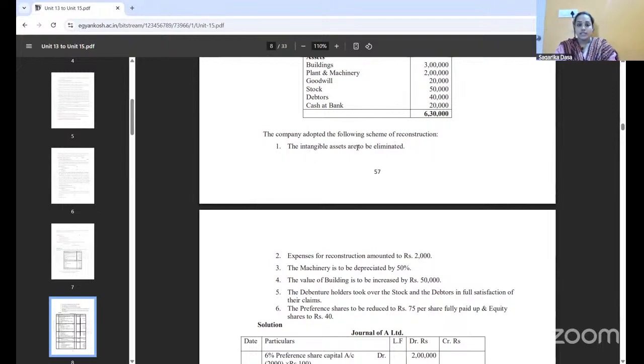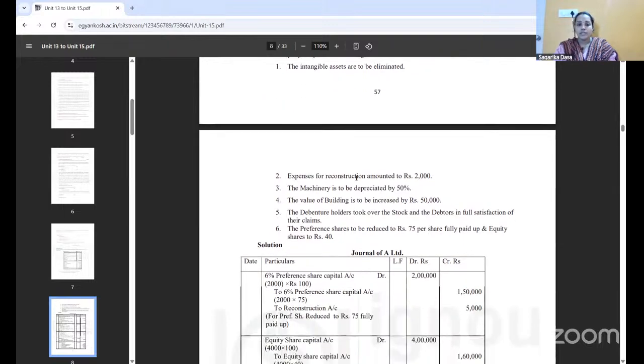First one is the tangible assets are eliminated. Tangible assets ni eliminate చేస్తున్నారు. They are excluding them. Expenses for reconstruction. Reconstruction expenses 2000. Machinery is to be depreciated. Value of buildings is increased. Increased అని అంటే మనకి ఇక్కడ appreciate అయ్యింది అని అర్థం. Then the debenture holders took over the stock and debtors in full satisfaction of their claims. And the preferential shares are reduced to 75 per share fully paid and equity shares to 40 per share. So if you see here, preference shares reduce అయ్యాయి, equity shares reduce అయ్యాయి.